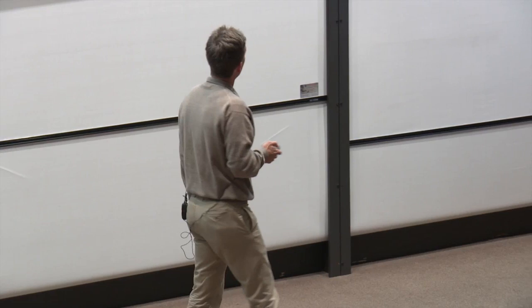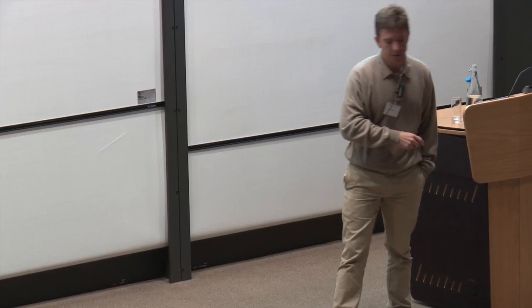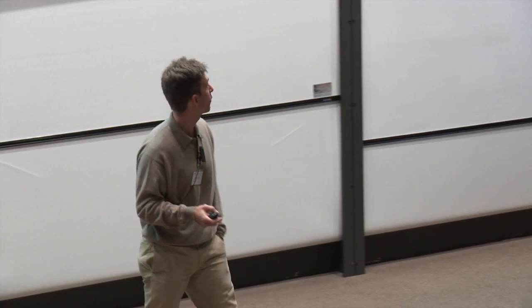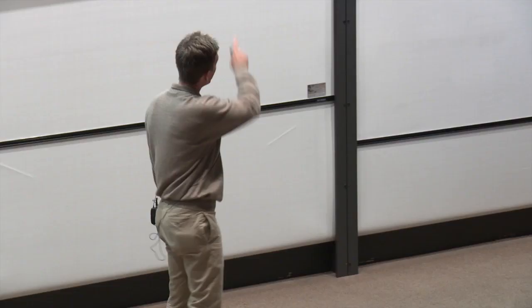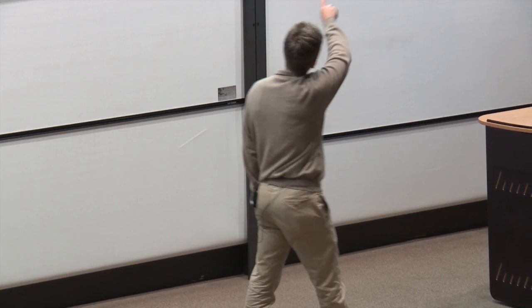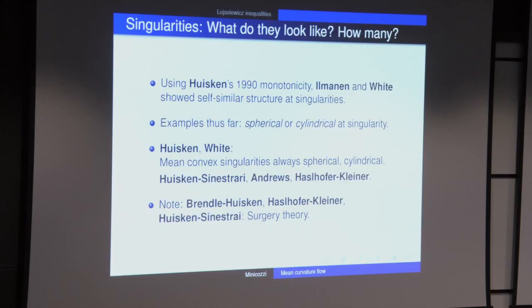In general, without mean convexity, there's a huge zoo of possible singularities or self-similar structures that you could see right before the singularity. But with the work of Huisken and Brian White, we know what mean convex singularities look like. In R3, it always looks like a sphere or a cylinder just before the singularity. There's a lot of work going on at a finer level with this as well. Huisken and Sinestrari, and Andrews, Haslhofer and Kleiner have all done this.